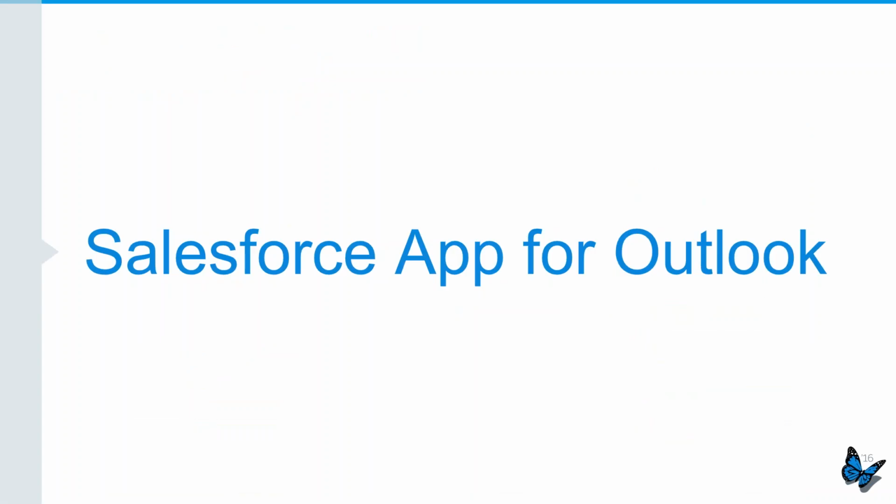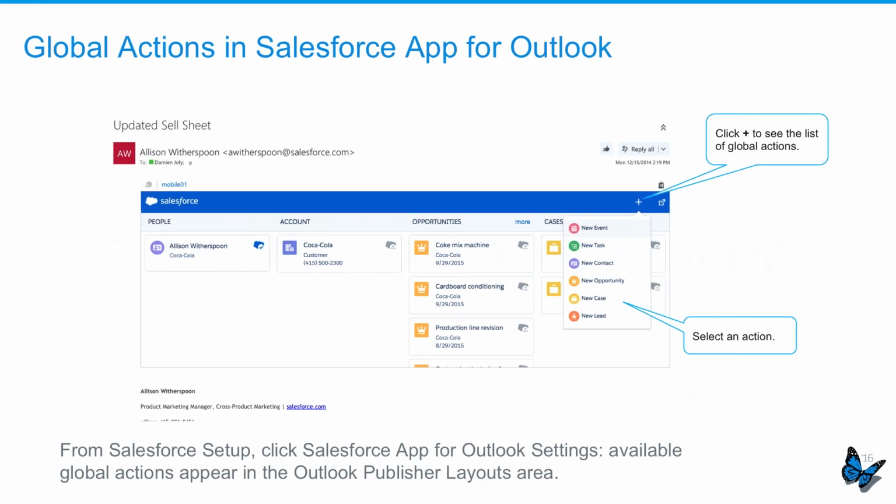All right, Salesforce app for Outlook. This is the app for Outlook that many of you might be using already. You can click on it and see the list of global actions that are available for you. This is now available in both the standard and custom objects. You can select an action and update those from the Outlook settings to make them push over into Salesforce very quickly and easily.